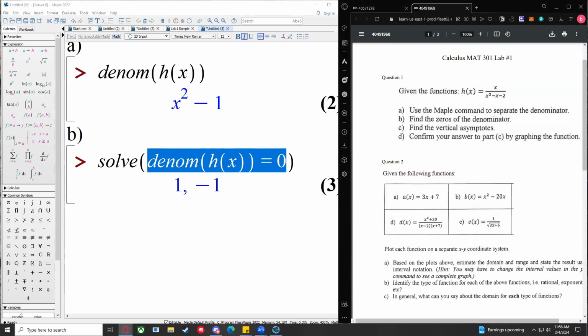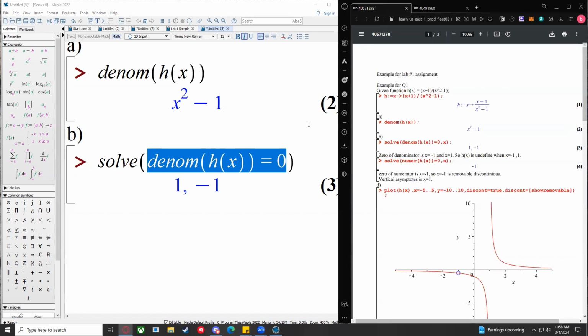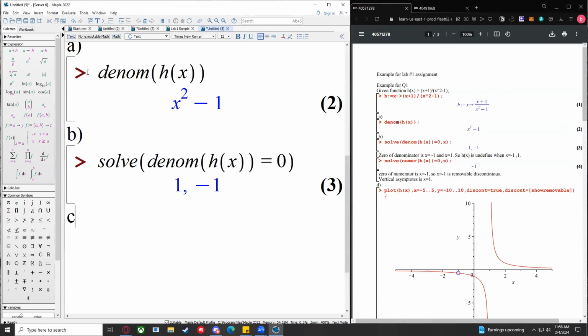Next, we're asked to find our vertical asymptotes. So for C, if we know when the denominator is equal to 0, how can we figure out if they're vertical asymptotes or not?